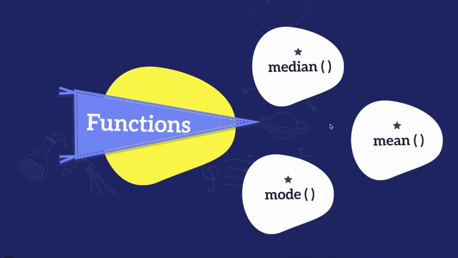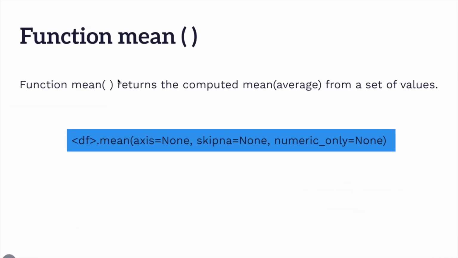Next we will try to calculate the mean of a data frame. In order to calculate the mean of a data frame, we will use the mean function. Mean basically stands for average. So if we need to calculate the average of a data frame, we will use the mean function. This is the basic syntax of the mean function. We have to use the data frame object with the dot notation along with the mean function, and it accepts the following parameters: axis, skipna and numeric_only.